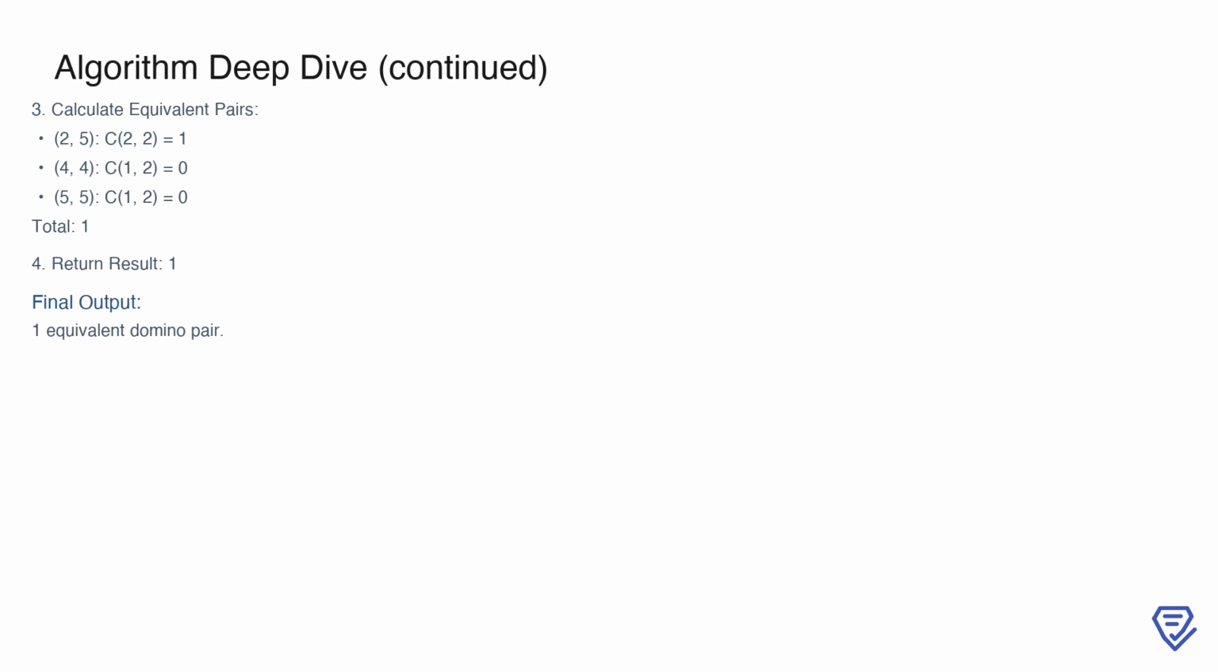Finally, we return this result. The output is 1, indicating that there is exactly one equivalent domino pair in the input. This example illustrates how normalization, frequency counting, and the combination formula work together to efficiently solve the problem.